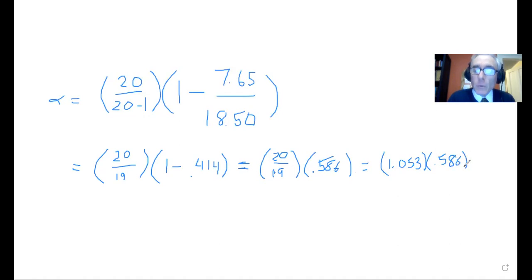So it's equal to 1.053 times 0.586. And unless you love doing long division by hand, which you should feel free to do, if you use your little calculator, you'll see that this comes to 0.617. And rounding off to 0.62 is just fine at the end of the day, unless you want to stay 3 places to the right, and then that's allowed.